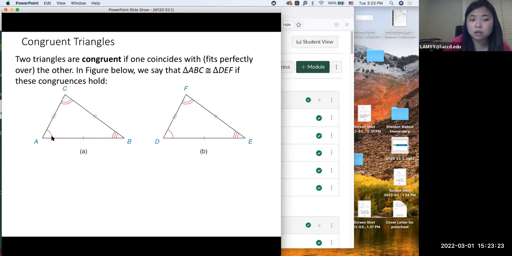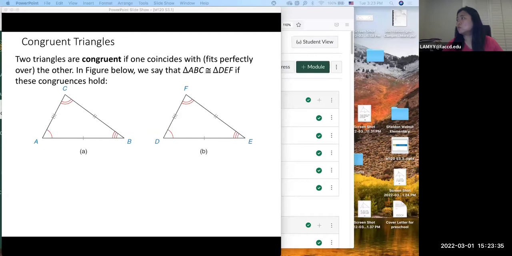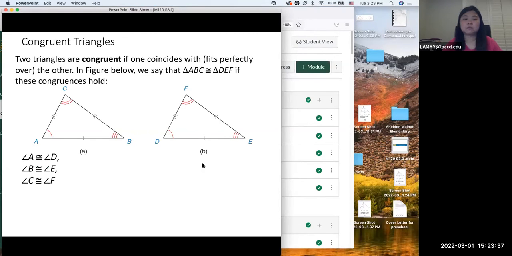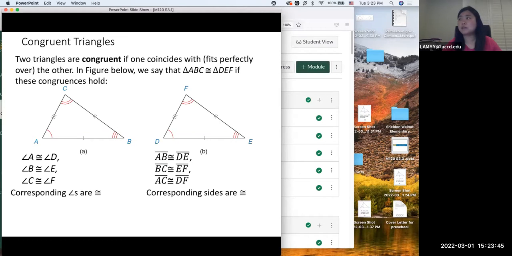Same with the angles. Angle A is congruent to angle D. Angle C is congruent to angle F. Angle B is congruent to angle E. Write it down in your notes. We have three congruent angles and also three congruent segments, the sides of the triangle.